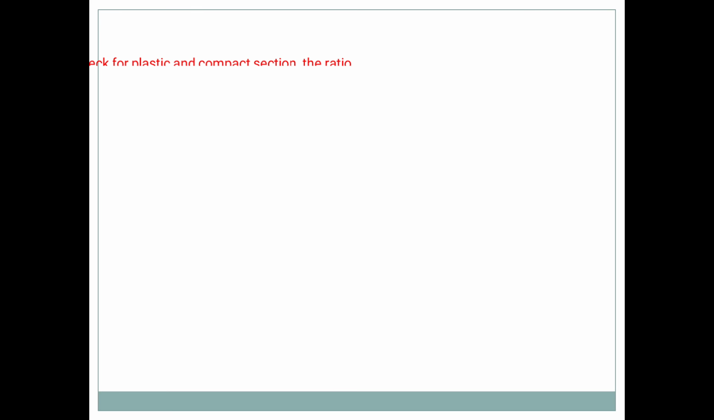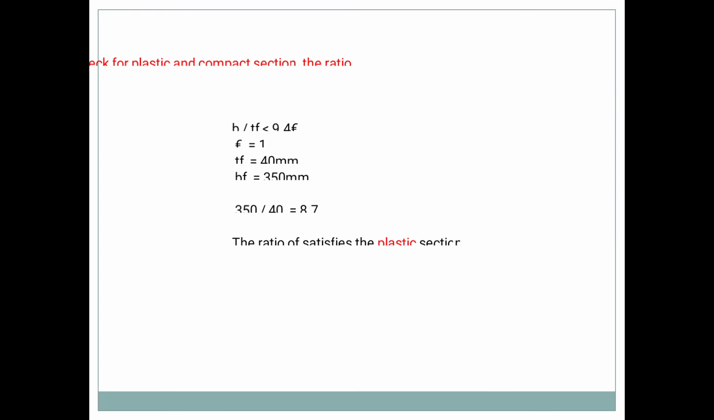Then check for plastic and compact section for the ratio. So b by tf is less than 9.4 epsilon. Epsilon is equal to 1. So tf is equal to 40 mm. Then bf is equal to 350 mm. Then 350 by 40 is equal to 8.7. So the ratio is satisfied, the plastic section.